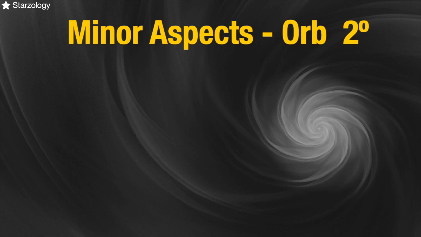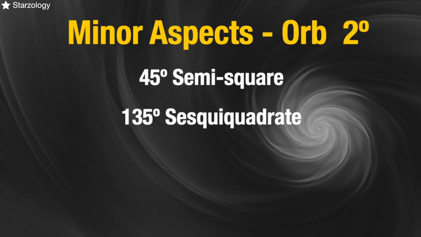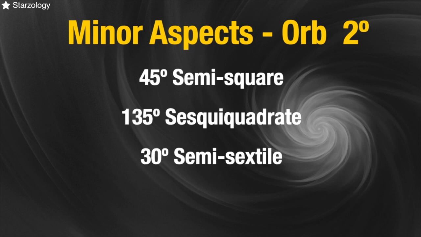Then we're going to look at the minor aspects, and all of the minor aspects from here on in have an orb of 2. So we have the semi-square at 45 degrees, we have the sesquiquadrate at 135 degrees, the semi-sextile at 30 degrees, and the quincunx at 150.